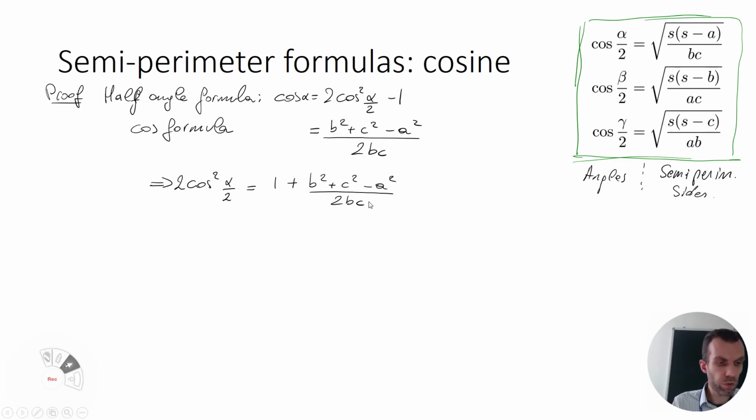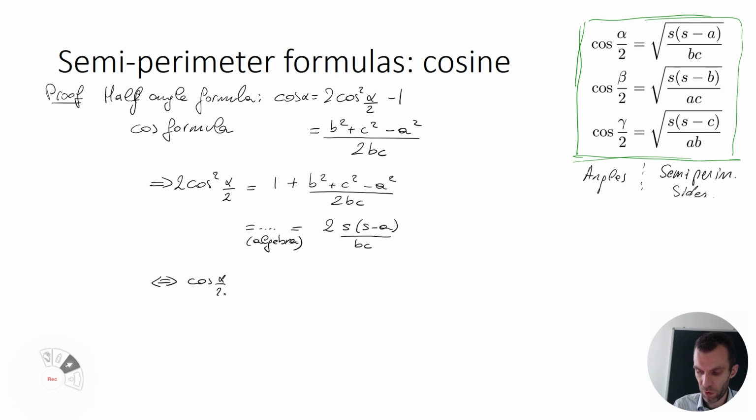So I'm going to let you work through this by yourself. So if you do this algebra, just like we did on the last slide, then what you will end up at the end of the day is that this is equal to 2 times (s minus a) divided by bc, and then again taking the square root we get that cosine alpha over 2 is the square root of (s minus a) over bc, and that gives us the first of these expressions.